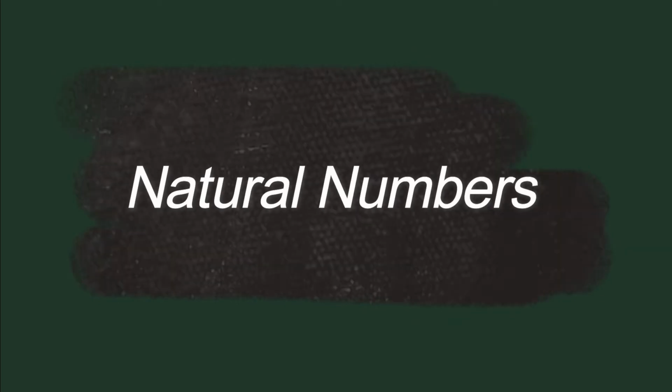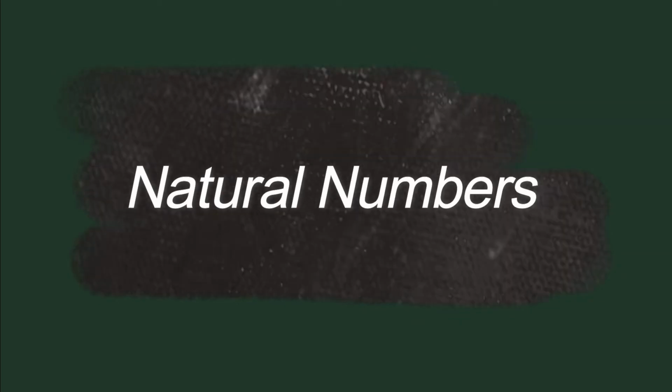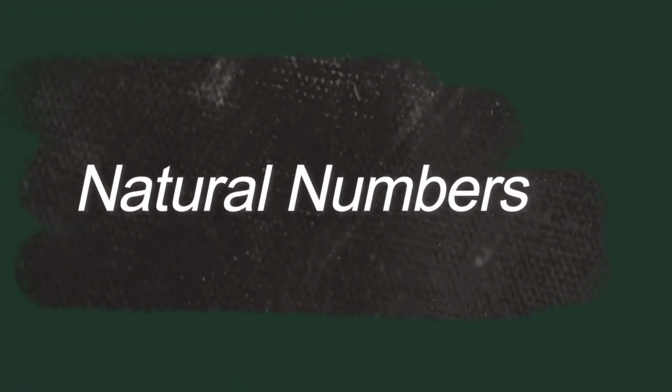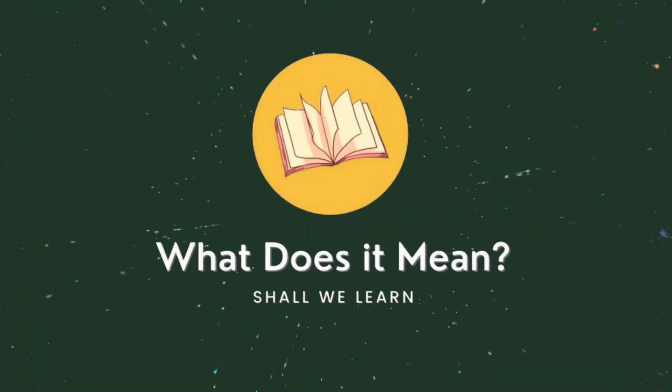We use many numbers for counting in daily routine. There are even numbers and odd numbers as well. All these are a part of the natural number system. Number system? Natural number system? What does it mean? Shall we learn?